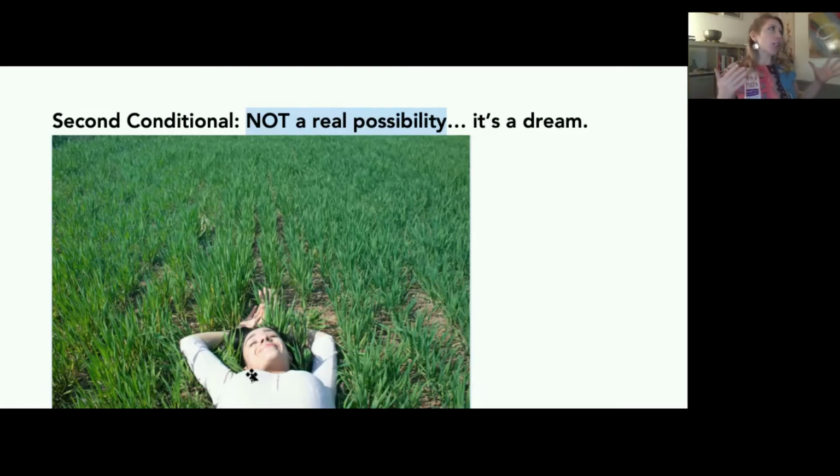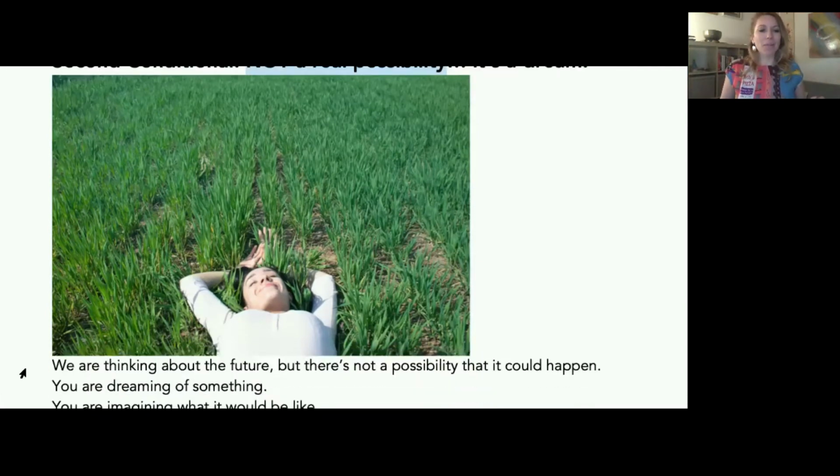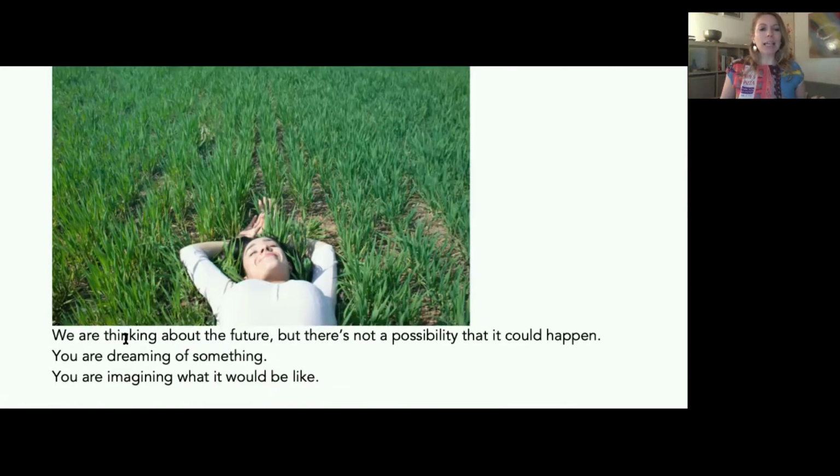You're imagining this situation that's not likely to come true, but you are just kind of dreaming about it. You're fantasizing, okay? So in this case, we are thinking about the future, but there's not a possibility that it could happen, all right? You are dreaming of something, you are imagining what it would be like.